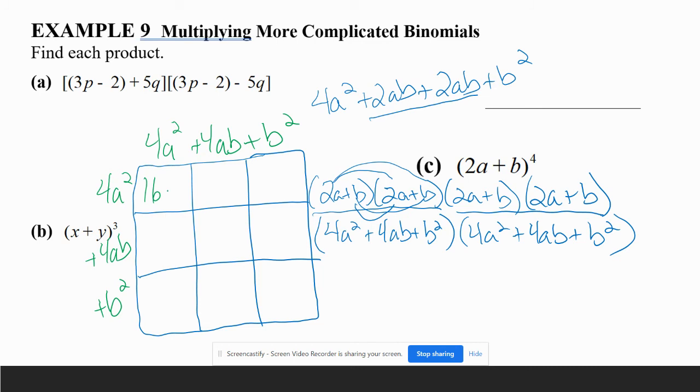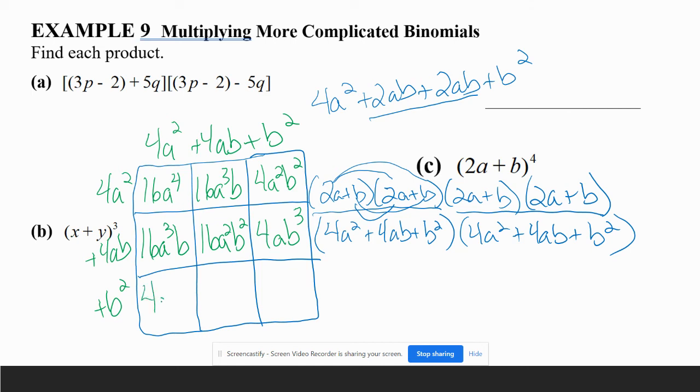4a squared times 4a squared is 16a to the 4th. 4a squared times 4ab is 16a to the 3rd b. 4a squared times b squared is 4a squared b squared. 4ab times 4a squared is 16a to the 3rd b. 4ab times 4ab, 16a squared b squared. 4ab times b squared is 4ab to the 3rd. b squared times 4a squared is 4a squared b squared. b squared times 4ab is 4ab to the 3rd. b squared times b squared is b to the 4th.